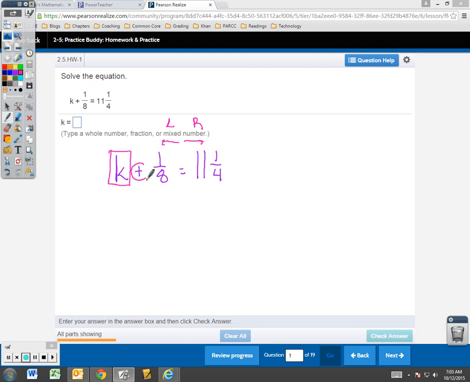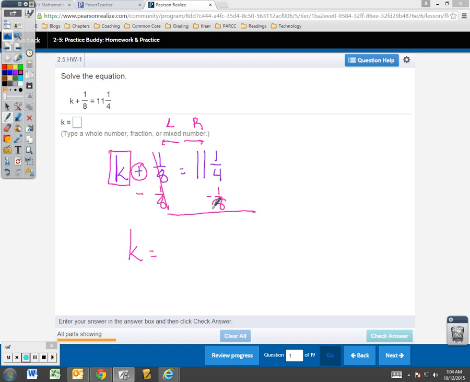Now I see that we're adding 1/8. Well, the opposite of adding 1/8 is to subtract 1/8. So I'm going to subtract 1/8 from both sides. Now the next thing I notice is that we have k by itself, which is what our goal was. But now we have 11 1/4 minus 1/8.